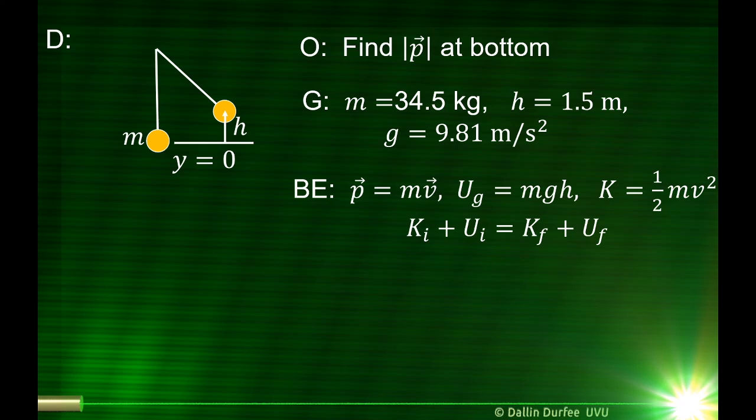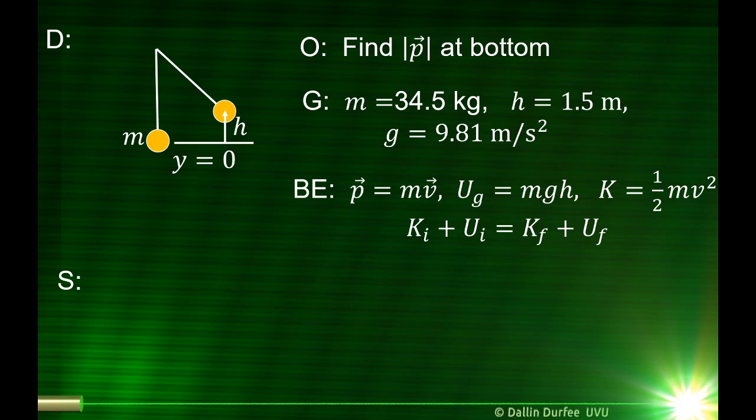Since gravity is a conservative force and the force of the chain on the swing doesn't do any work, because the force is orthogonal to displacement, then we expect energy to be conserved, such that K initial plus U initial equals K final plus U final, the final potential energy.